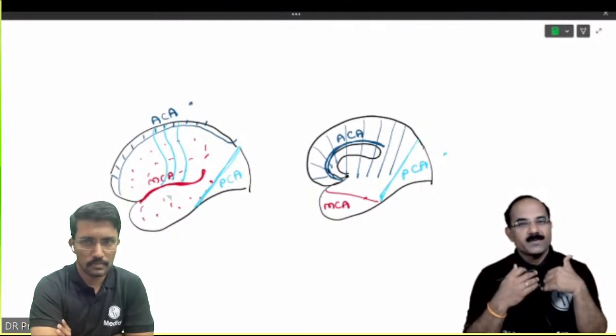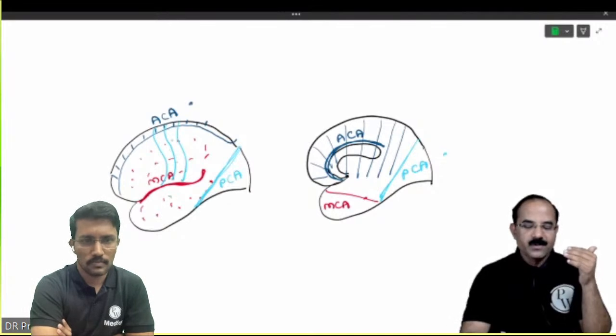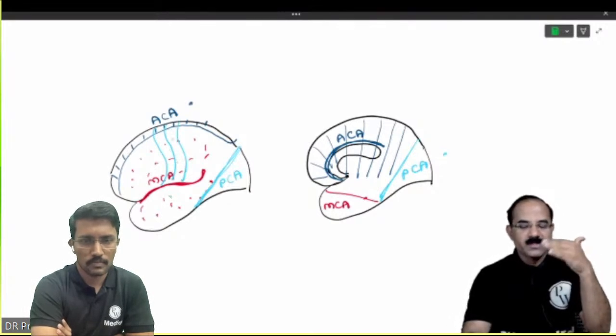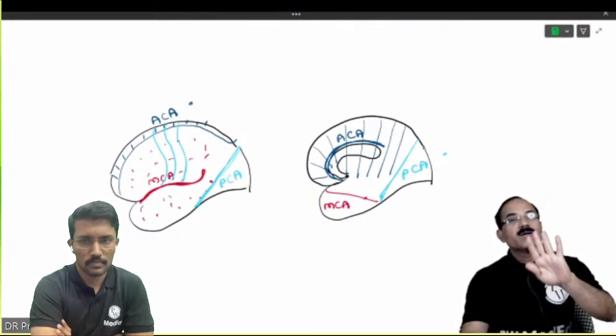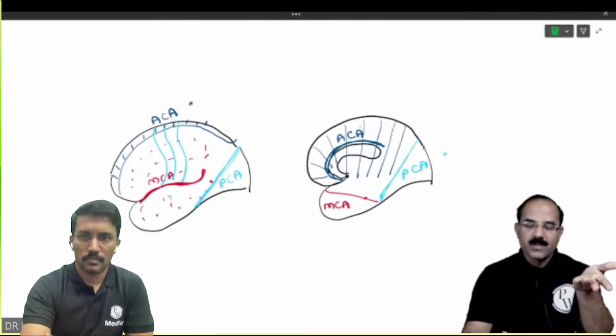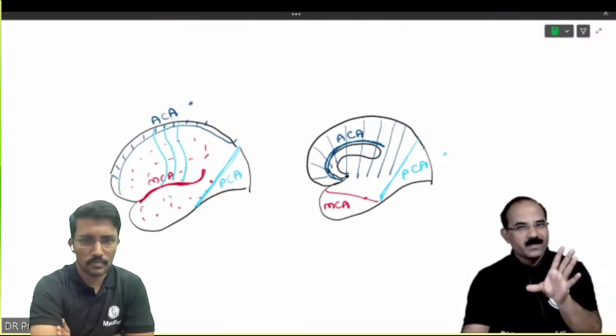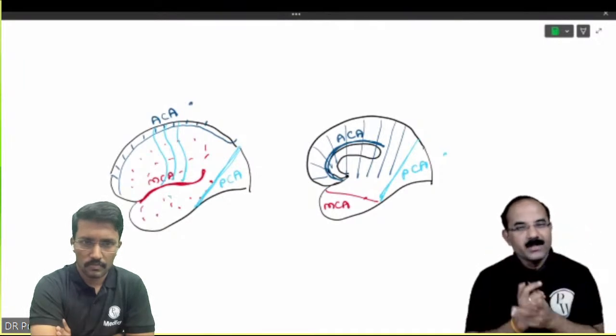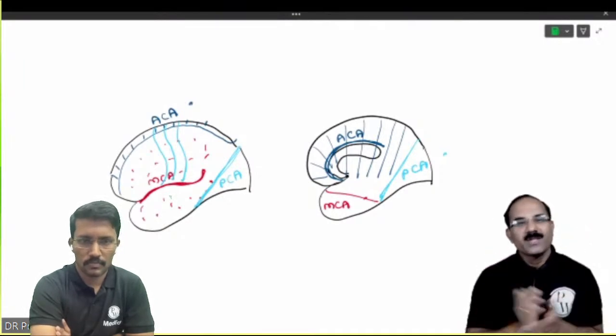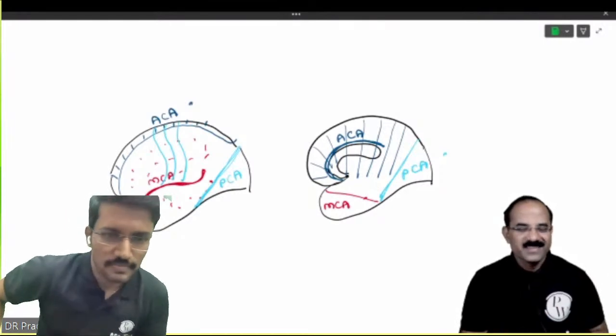It's upside down, right? So the face, the trunk, the upper limbs are on this side, on the supralateral side. The lower limb and the perineum is on the medial aspect, right? So that's about the anatomy, the blood supply of the brain. Over to you, Santosh sir. I hope this is clear.